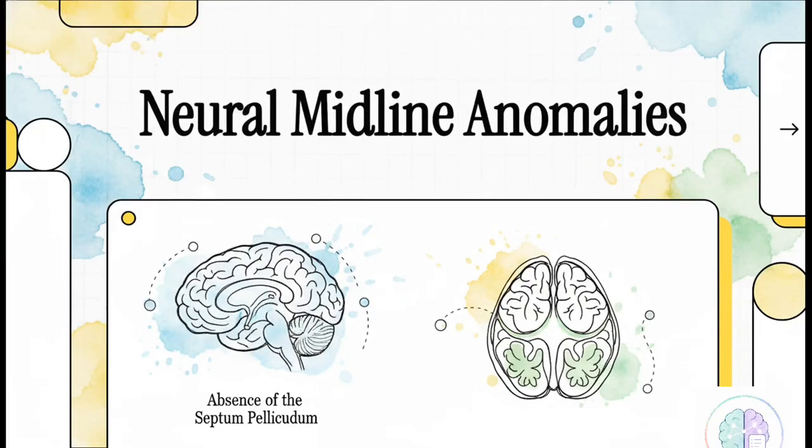Hey everyone, and welcome. Today, we're jumping right into a highly focused, totally comprehensive explainer on two major, heavily interconnected neurological conditions. We're looking at agenesis of the corpus callosum and the absence of the septum pellucidum. We're going to go point by point through the essential anatomy, the underlying pathology, and exactly how these neural midline anomalies present in a clinical setting.